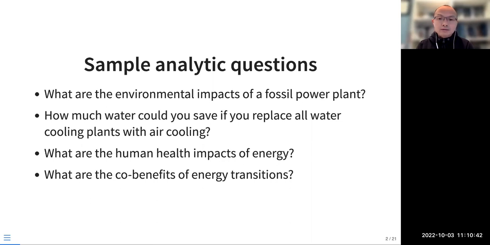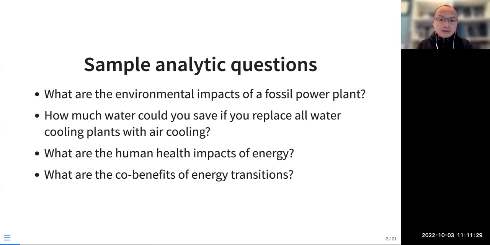How much water would you save if you replace all water cooling plants with air cooling? Water consumption or water withdrawal are important water impacts of our energy systems. This gives an example of power plant cooling practices. Air cooling has very important implications on water consumption, especially in locations where water scarcity is a big concern.